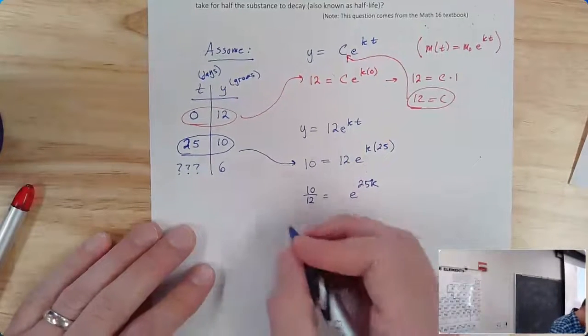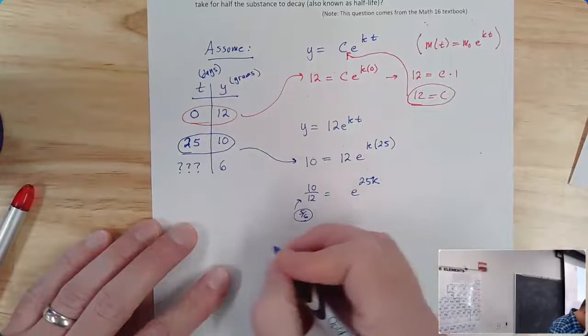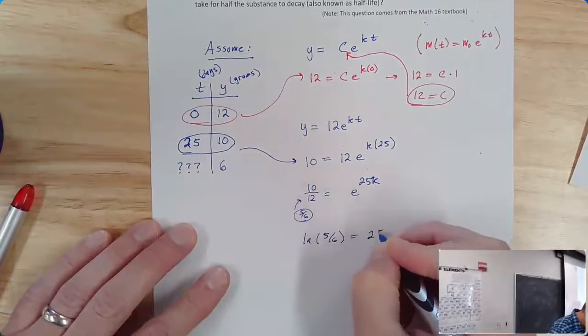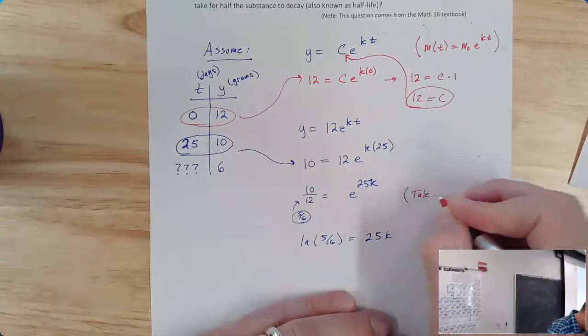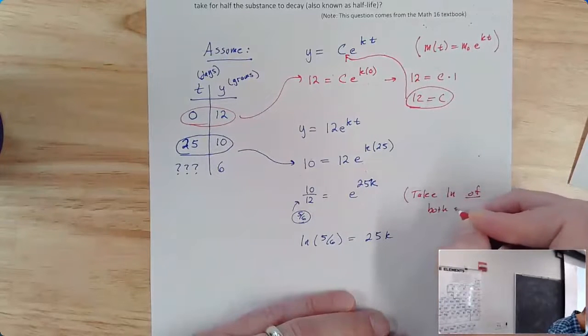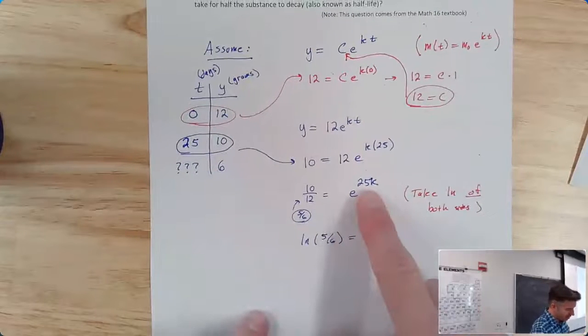So taking the natural log of both sides, I'm going to say, oh, that's 5/6. So I'm going to have the natural log of 5/6 equal to 25k, right? Because I took the natural log of both sides. And I didn't show the work of saying that the natural log of e^(25k) was 25k times the natural log of e, which is 25k times 1. I want you to get comfortable with saying, oh yeah, the natural log of e to a thing is just the thing.